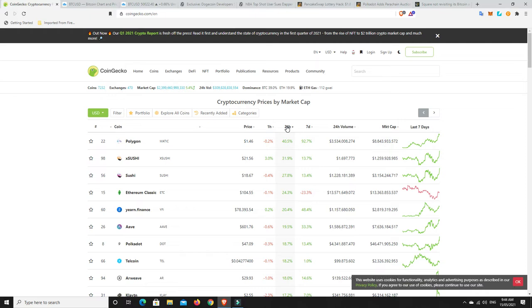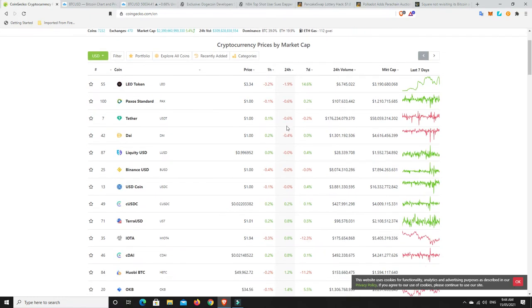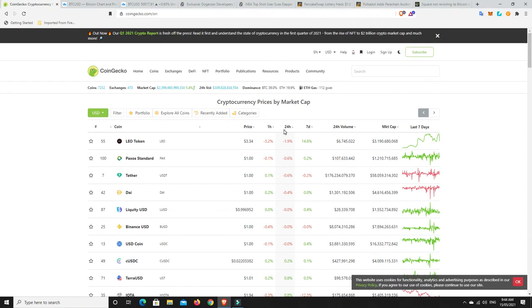What hasn't done so well in the last 24 hours? Not too much, actually. It's mainly the stable coins that are down a little bit, and some of them even up a little bit. But really, nothing too much happening. LEO token is the only token in the top 100 that has had a bit of a hit, but that's to be expected when you see these big dips. The market has been bought back pretty quick.